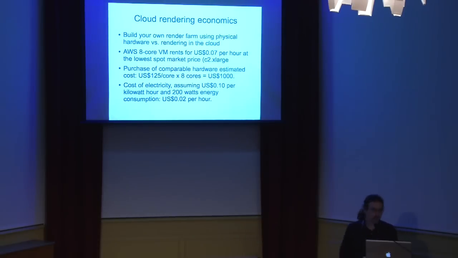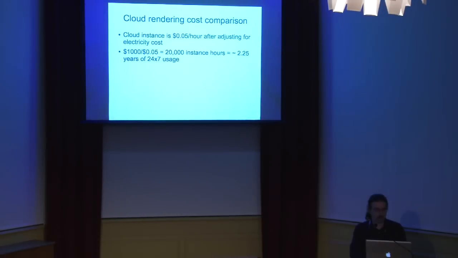And we're just doing a little bit of back of the envelope math here. Let's assume that the cost of buying the 8-core hardware is $1,000, and let's assume that the same hardware could be rented for 7 cents per hour, and we'll make some assumptions about the cost of electricity. What we end up with, kind of a back of the envelope calculation, is that buying the hardware is about equivalent to renting the same hardware for 20,000 hours. It's a long time. 2.25 years of 24/7 usage. So the point here is that to really be able to compete with the cloud in terms of buying physical hardware, you'd have to really be using that physical hardware all the time, 24/7, to even get close to the economics of rendering in the cloud.